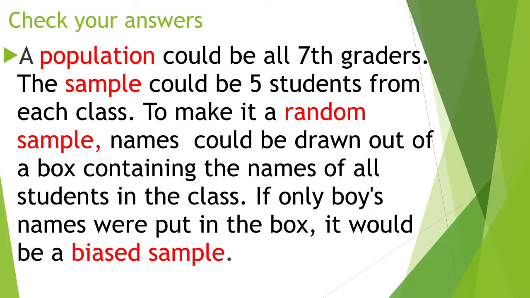Now check your answers. If you put an incorrect answer, just erase the word and replace it with the red words. The population could be all 7th graders. Sample could be 5 students from each class. To make it a random sample, names could be drawn out of a box containing the names of all students in the class. If only boys' names were put in a box, it would be a bias sample.